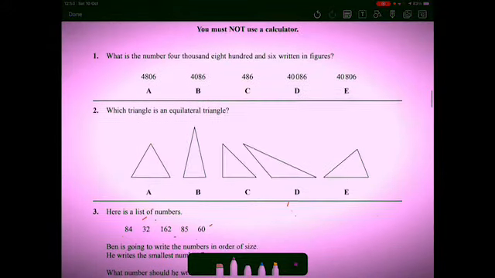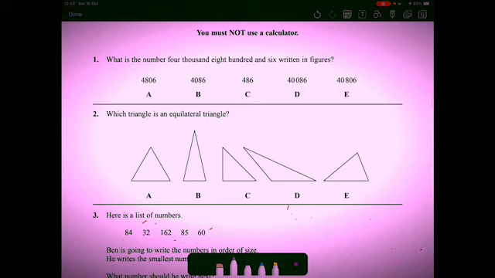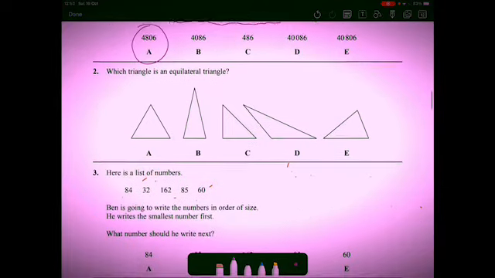Skip through to that. Okay, what is the number 4,806 written in figures? So you've got 4,000s, 800s, and 6. That would be A. I'll whiz through that one nice and quickly.